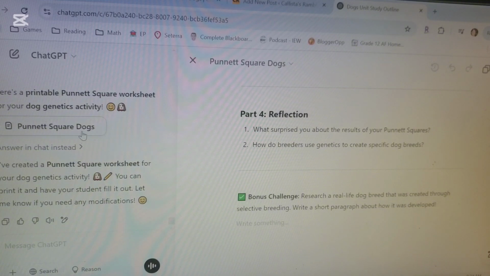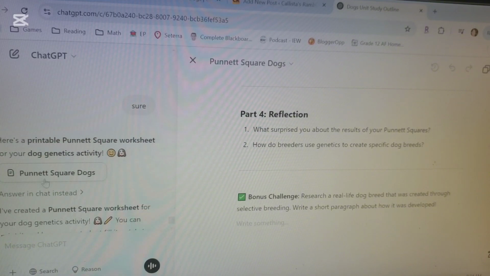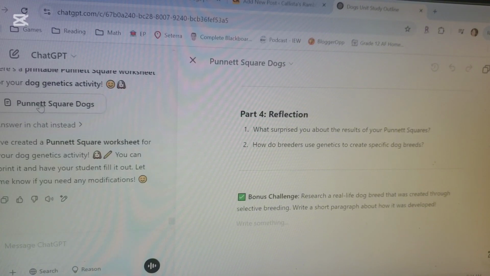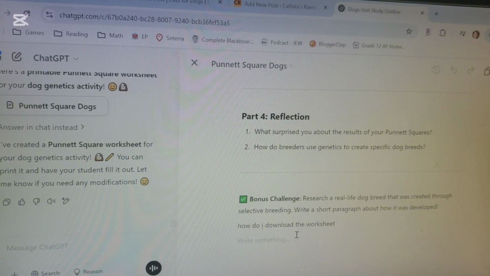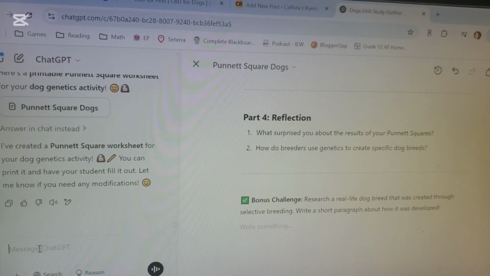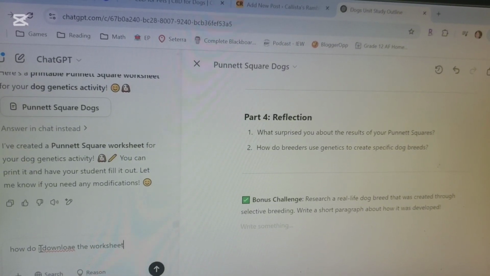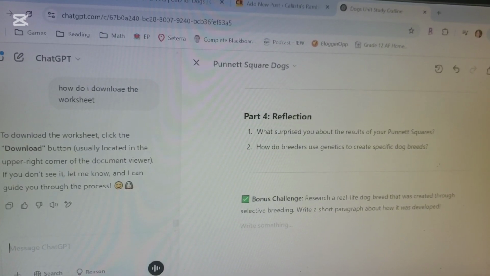How do I download it? Even I'm still learning how to use everything. How do I download the worksheet? Oh, it's just typing in there. Oh, that's typing in the worksheet. Okay. How do I download the worksheet? And even I didn't type it right, and it still knows what I'm talking about. Click the download button in the upper right corner.